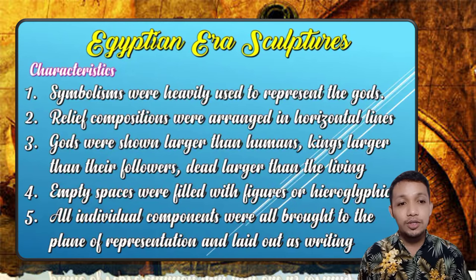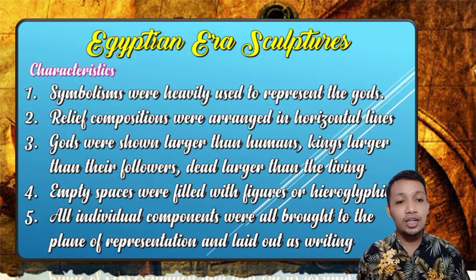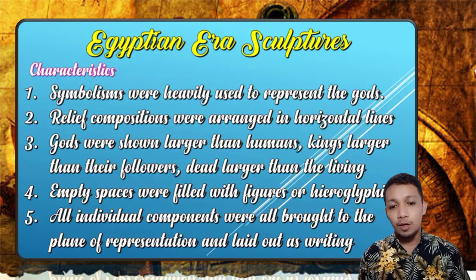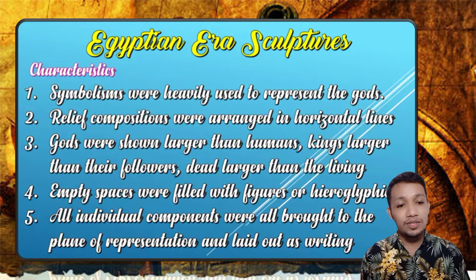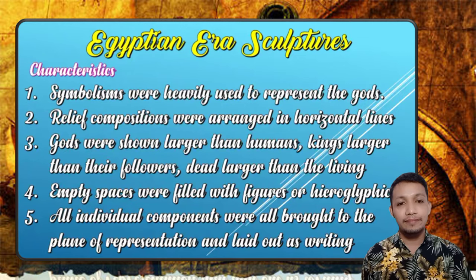Symbolisms were heavily used to represent the gods. Relief compositions were arranged in horizontal lines. Gods were shown larger than humans, kings larger than their followers, and dead larger than the living. Empty spaces were filled with figures or hieroglyphics, and all individual components were brought to the plane of representation and laid out as writing.